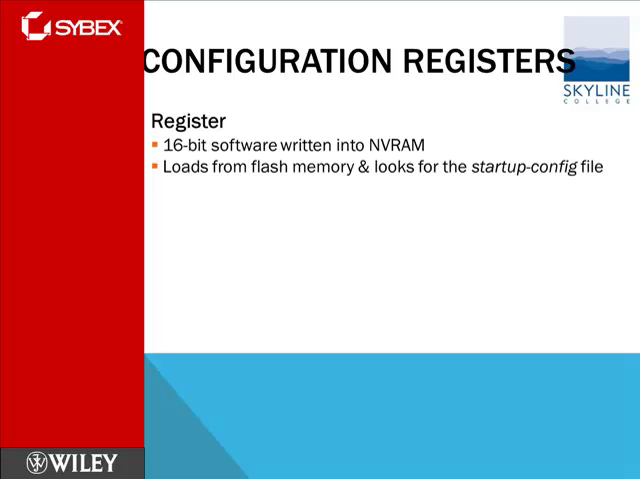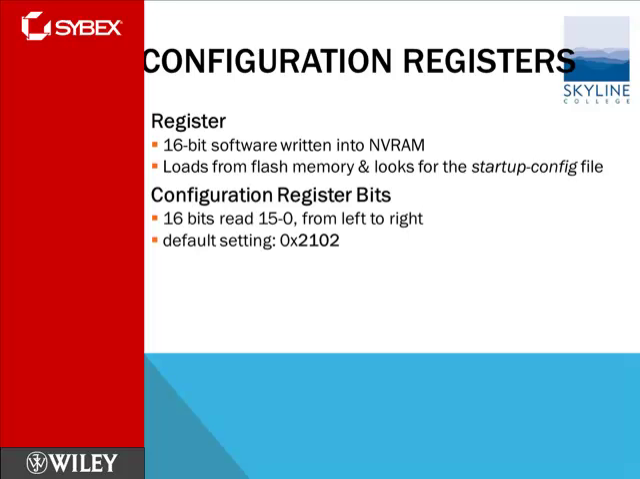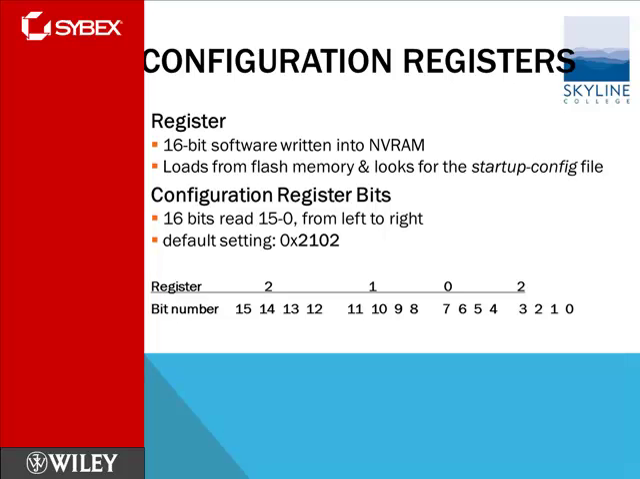Configuration register, 16-bit, software written into NVRAM, loads from flash memory and looks for the startup config file. The registers are 16 bits, read 0 to 15. What it really is, is hexadecimal numbers. Register 2102, when we do that, the bits are numbered 0, 1, 2, 3 on to 15, which gives us a 16-bit register.